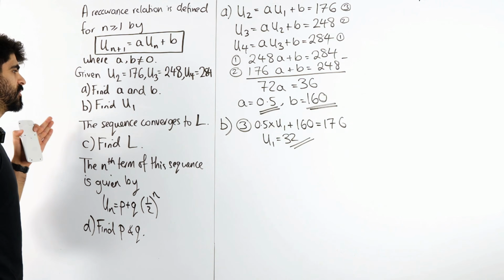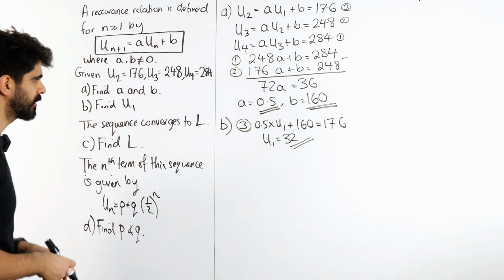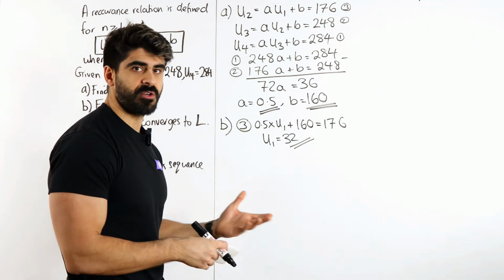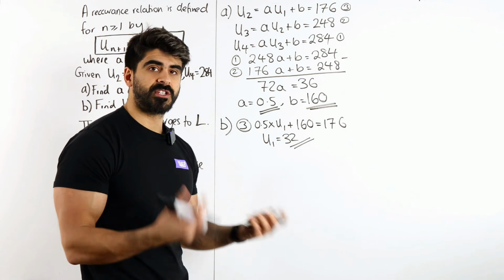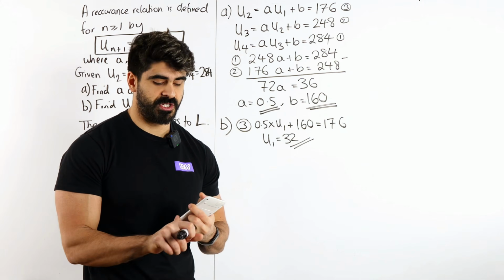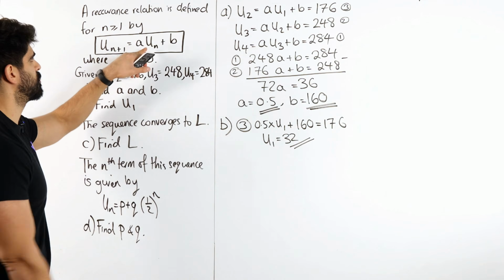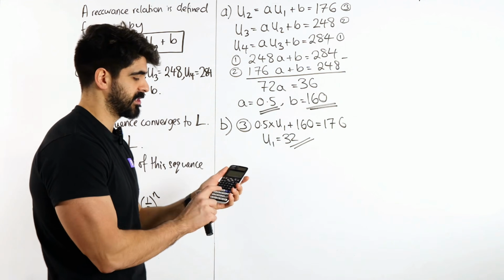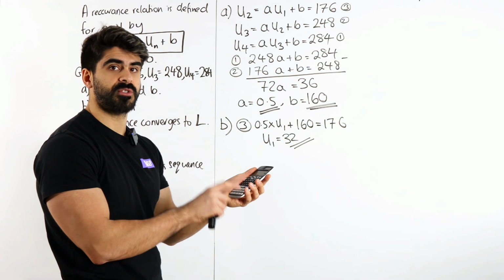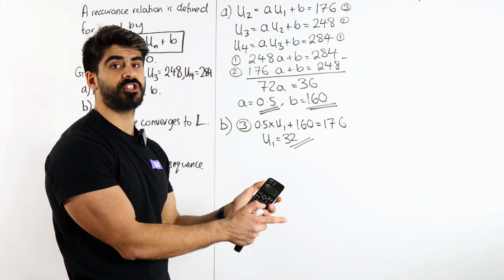This is the interesting question. The sequence converges to L. Find the value of L. Okay, so what does it mean that the sequence is converging to some value? Now, when we do iteration, and you might remember this from GCSE, we have these recurrence relations. And remember, you let this equal your answer button. And what you guys do is you just keep pressing equals, equals, equals, equals, equals. And then what do you notice? You notice that the numbers stop changing after a while.